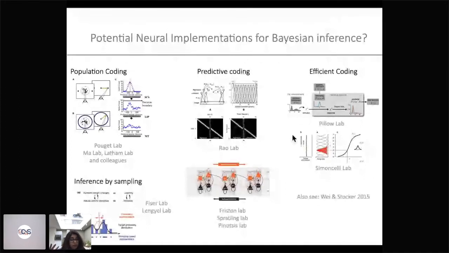There are many frameworks that have been proposed for how Bayesian inference, and a wide variety of phenomena, can be implemented in neural circuitry. A lot of this has been actually inspired by sensory systems, especially the visual systems. And I will borrow from several of these perspectives to develop our intuition for time perception.